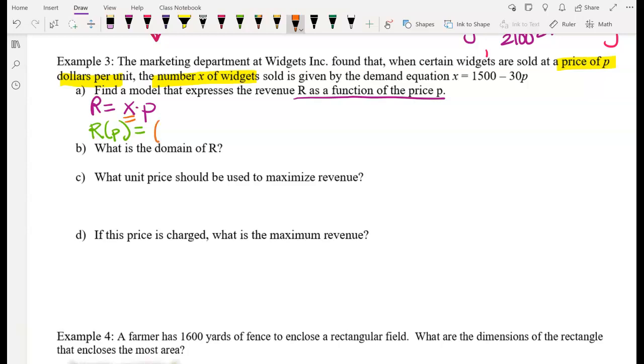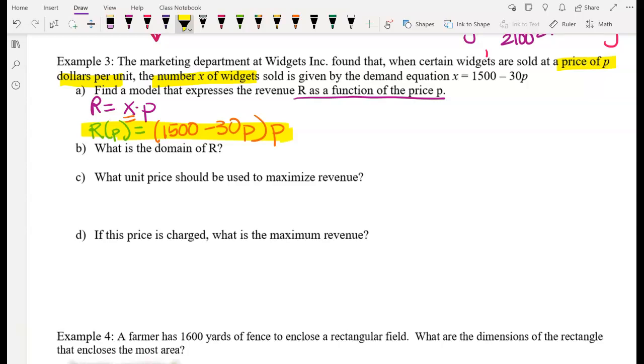So X gets 1,500 minus 30p, okay, and then that substitutes X, and then times P at the end. You can distribute this out, but you don't have to. So the final for our revenue model with respect to the price is R of P equals P times the quantity 1,500 minus 30p. You can write the P in the front or the back. That's really up to you.